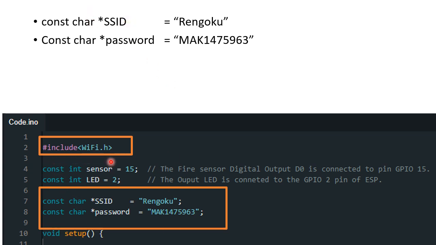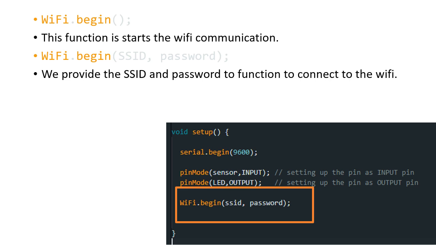WiFi.h is the header file included for the Wi-Fi, and the SSID and password are added to the variables. Just like Serial, we have the WiFi.begin function. WiFi.begin connects to the Wi-Fi, so it needs the SSID and password of the Wi-Fi it has to connect to. You can see in setup we have called WiFi.begin with SSID and password.